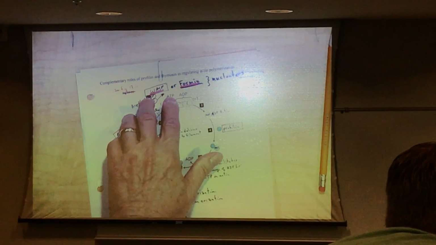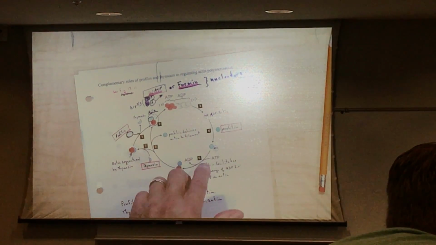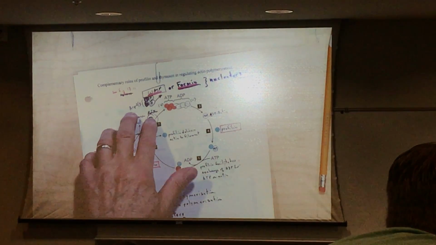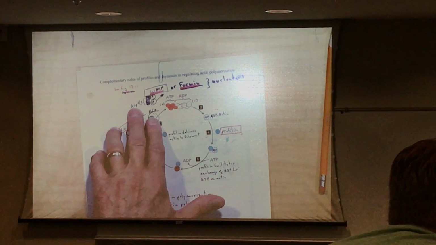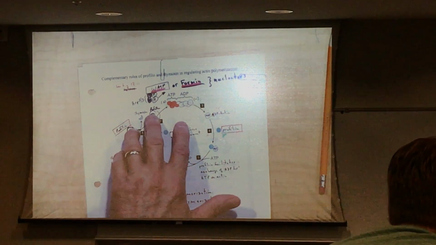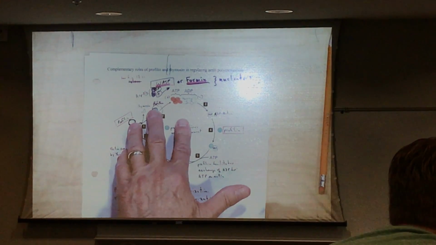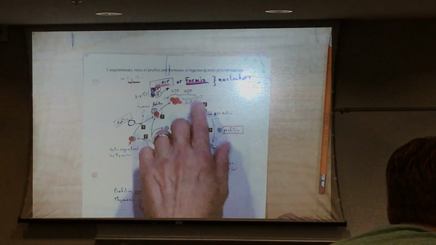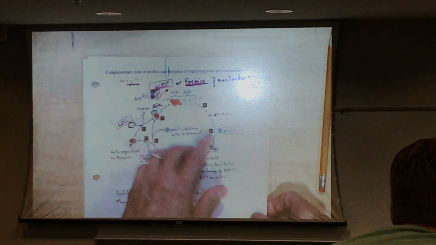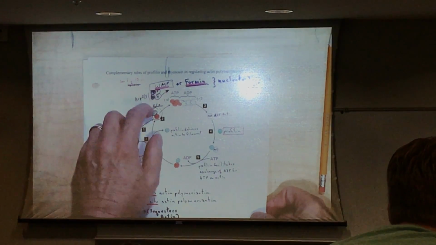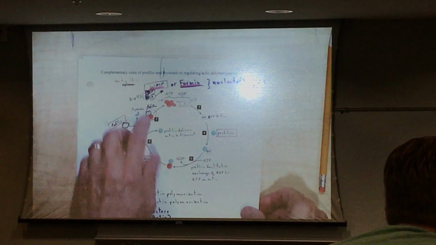So, we're going to talk about some of these partners for profilin. We're going to start talking then about formins, as I recall. Yes, we'll talk first about formin. And then there's a family of these proteins that we're going to want to talk about.